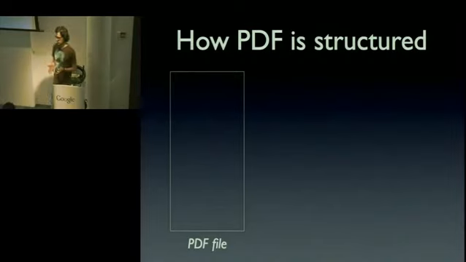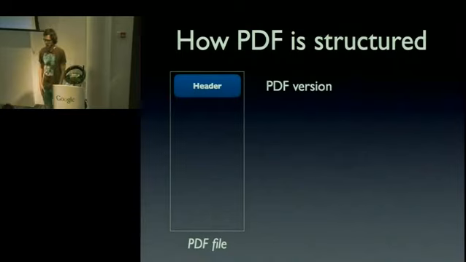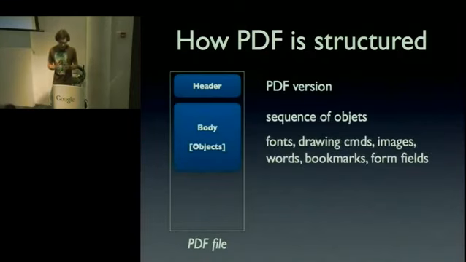So how is a PDF structured? To give you a background to see later on how we process it. At the top, we have a header, which is mostly just the version of the PDF. There are multiple versions. Then the biggest chunk is the body. The body is a sequence of objects. An object in PDF semantics could be anything: it can contain fonts that are embedded in the PDF, it can contain drawing commands like draw a line here and then a rectangle there, or add some text at this position. Image data, words, bookmarks, form fields, any kind of information.